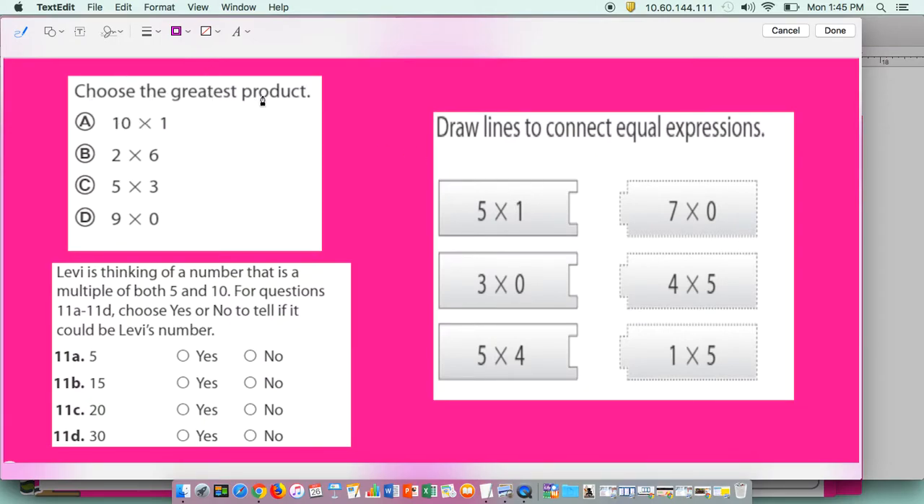Choose the greatest product. Remember, product is the answer of multiplying 2 factors. What you're going to do here is answer each of these, and you're going to see which one is greater, which one is the greatest. Pause the video while you answer this.